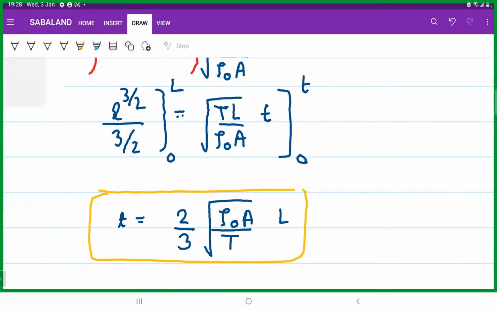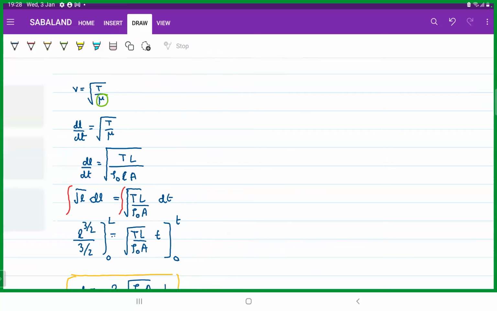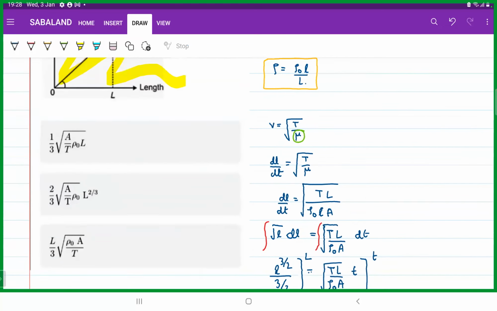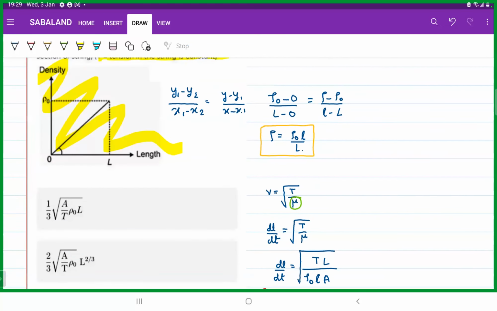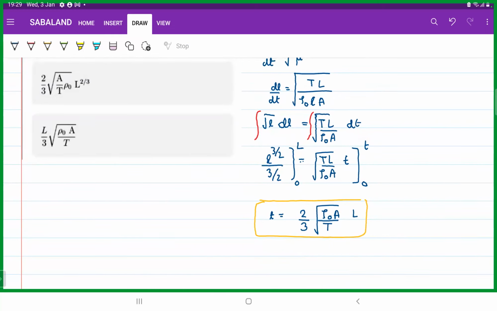Very unsurprisingly, you will find that the time which the sound wave takes to move from the bottom of the string to the top will be the same as the time it takes to come from the top of the string to the bottom. You can do that integration on your own. It's very straightforward again, and you will find the same answer. Here's the answer. Thank you.